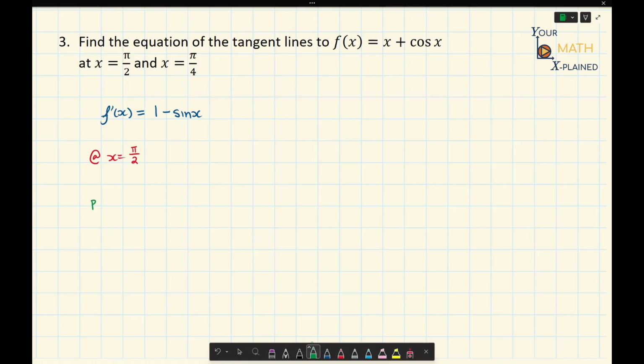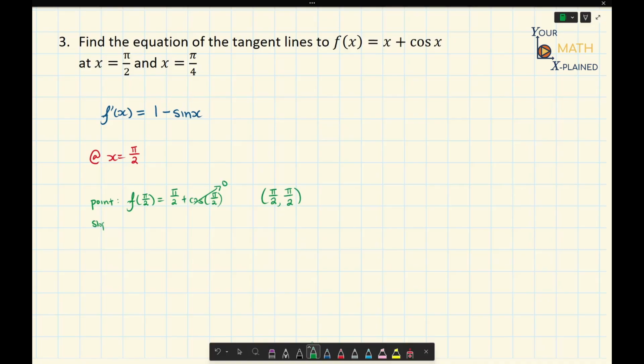So then our point here, we have the x value already. X is equal to pi over 2. Now to find the y value, we just have to substitute this x value into our original function f. So f of pi over 2 is equal to pi over 2 plus cosine of pi over 2. And cosine of pi over 2 is just equal to 0. So which means f of pi over 2 is pi over 2. So our point here is pi over 2 comma pi over 2.